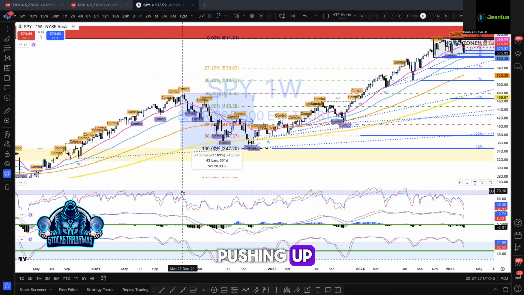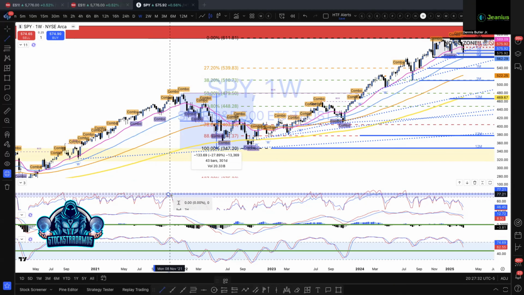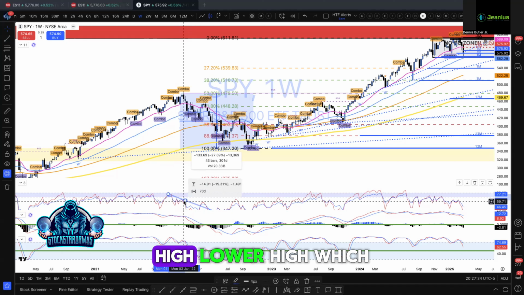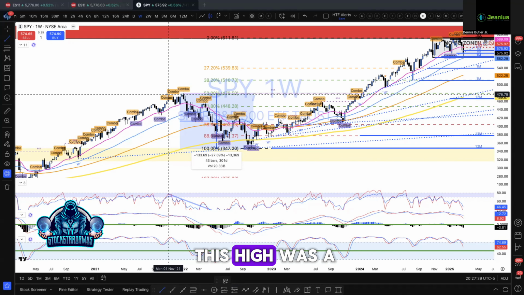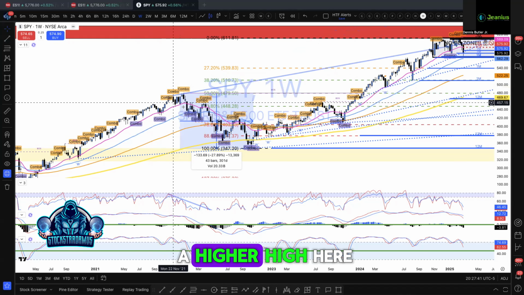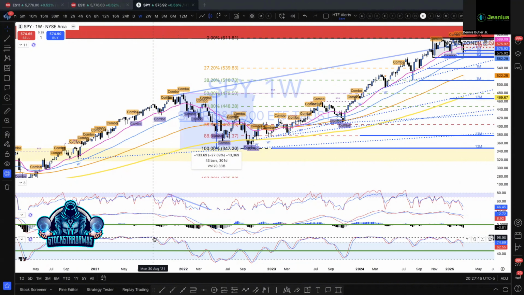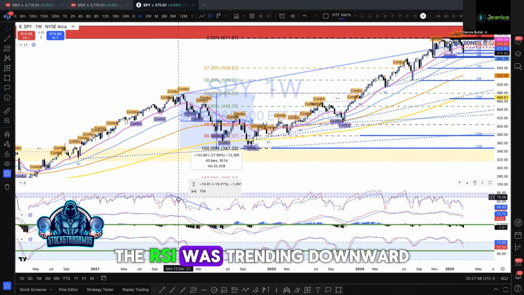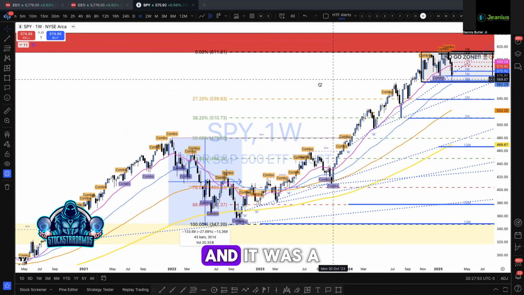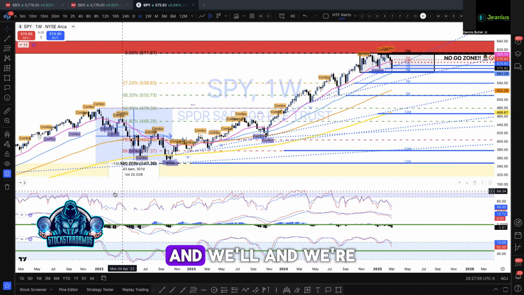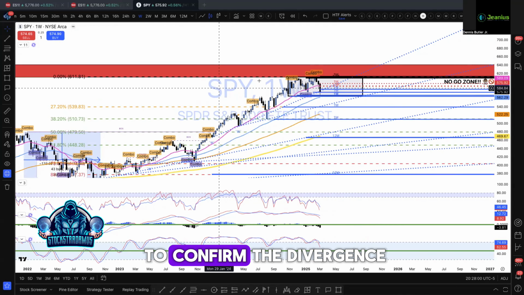Another confluence factor is looking at whether there were any divergences in the market when it was pushing up. So you had this divergence here: a high, then a lower high, which is a downtrend, but right at this high was a low here, and then you had a higher high here. So even though the market was trending upward, the RSI was trending downward, meaning it was the opposite move, which is a divergence to the downside. And we're following the RSI, not the price movement, to confirm the divergence.